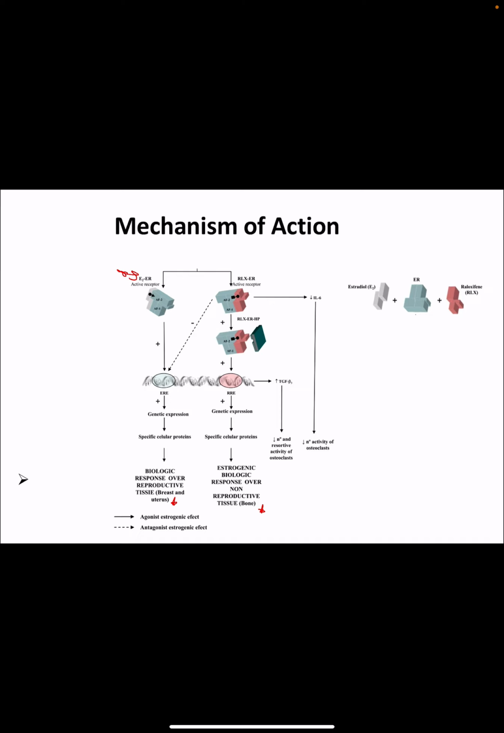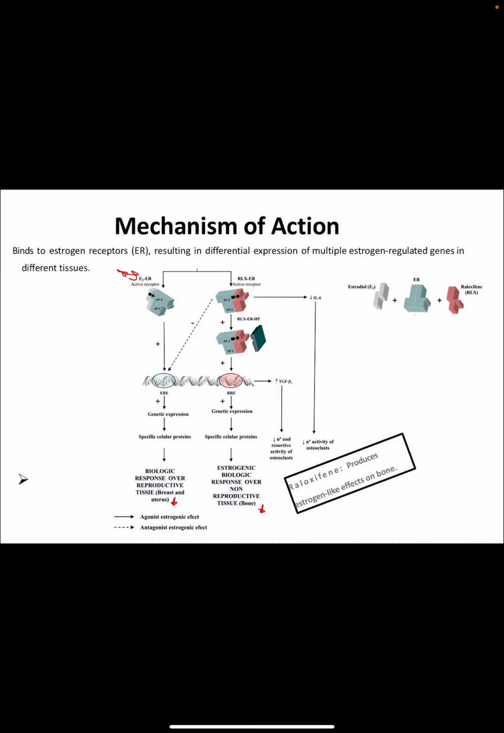So what does raloxifene do? This is raloxifene here on this arm. It decreases the resorption activity of osteoclasts. It produces an estrogen-like effect on the bone. Right? But on the other hand, it antagonizes the effect of estrogen on the breast tissue and uterus. So this is a good scenario, right?